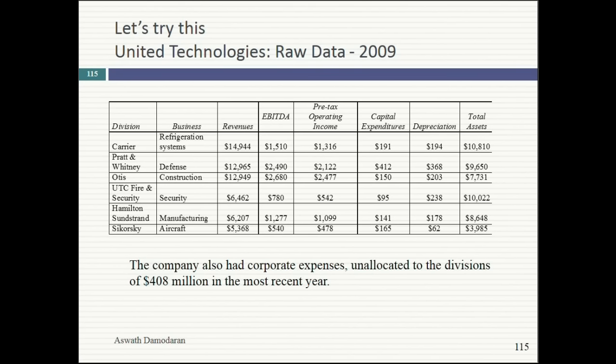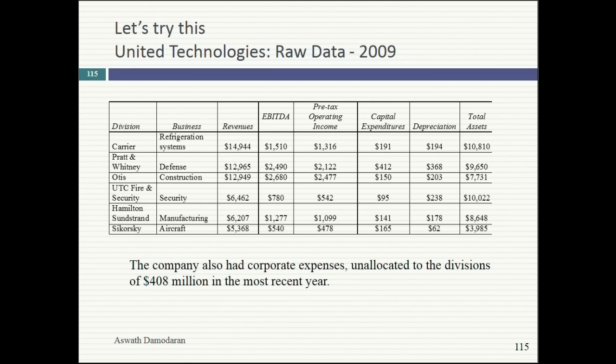Very different businesses. They have a refrigeration systems unit called Carrier, a defense unit called Pratt & Whitney, a construction unit, basically elevators, Otis, a security unit called UTC Fire and Security, a manufacturing unit called Hamilton Sundstrand, and an aircraft unit called Sikorsky. Six very different businesses. And they actually break down revenues and EBITDA and pre-tax operating income and CapEx and depreciation, everything down by division. So I looked at it and said, I'd like to value United Technologies as a sum of its parts. I also did a full-fledged intrinsic valuation of United Technologies as a full company, but I wanted to compare that valuation to the sum of its parts.